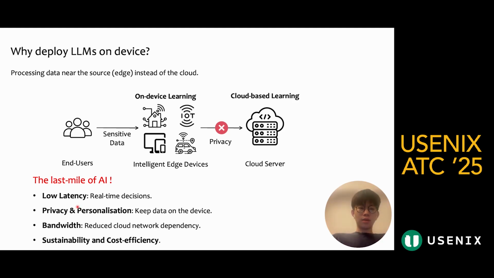So LLM on device is the next layer of AI, which not only enhances privacy but also improves latency. This is important for real-time decision-making. Moreover, it reduces the dependence on the network and can lead to more cost-efficient AI devices.